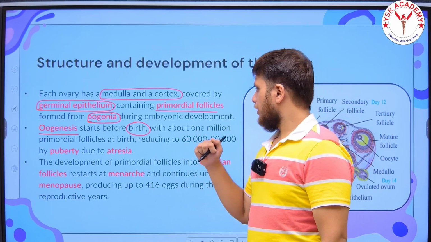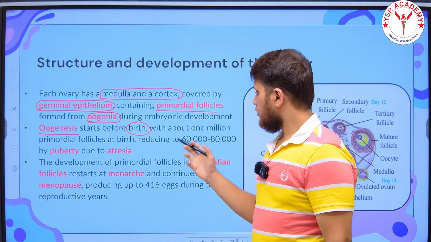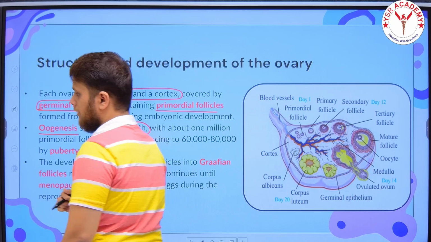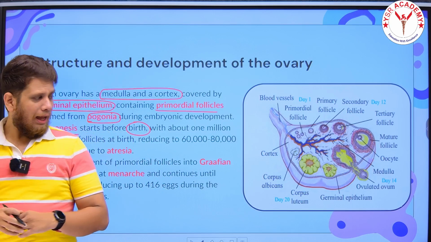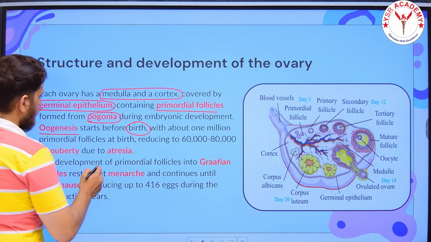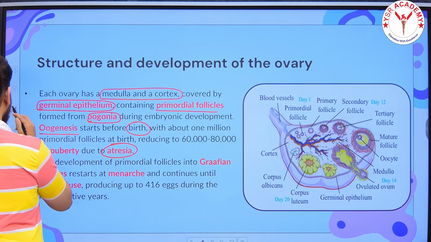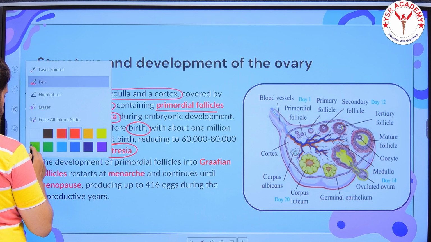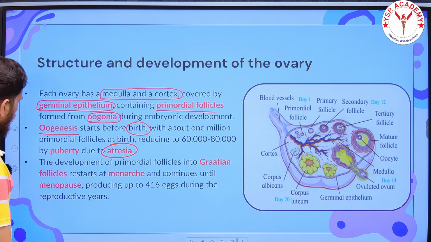And these 10 lakh primordial follicles are going to reduce to 60 to 80,000 at the time of puberty. The rest of the follicles are going to die, or let's say degenerate, due to a process of atresia. Atresia simply means that it is a process of degeneration. Okay, development of primordial follicle into Graafian.